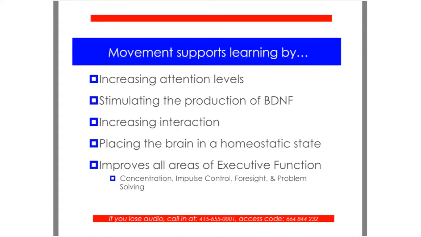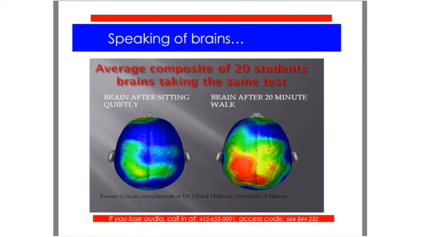And the last one really hits home for our classroom teachers. When we talk about executive function, we're talking about concentration, impulse control, foresight, and problem solving. Are those things critical for our learners? And of course, the answer is yes. This next slide is one of my favorites of all time. It's compliments of Dr. Charles Hillman at the University of Illinois, and I think that the slide kind of speaks for itself. Which brain do you think your classroom teachers want in there? You want the one that's firing on the right.